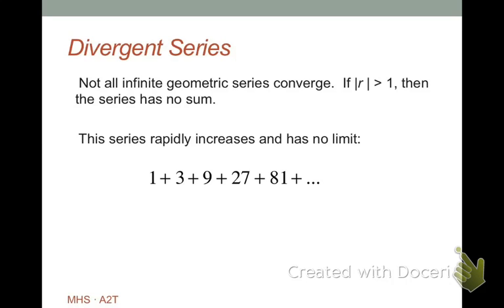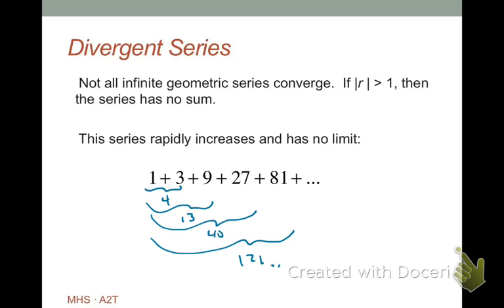So, not all infinite geometric series do converge. If R, the common ratio, is greater than 1, then the series is not going to have a sum because it's going to get bigger and bigger and bigger. And you can find that out pretty quickly as you start to add terms. It just blows up.